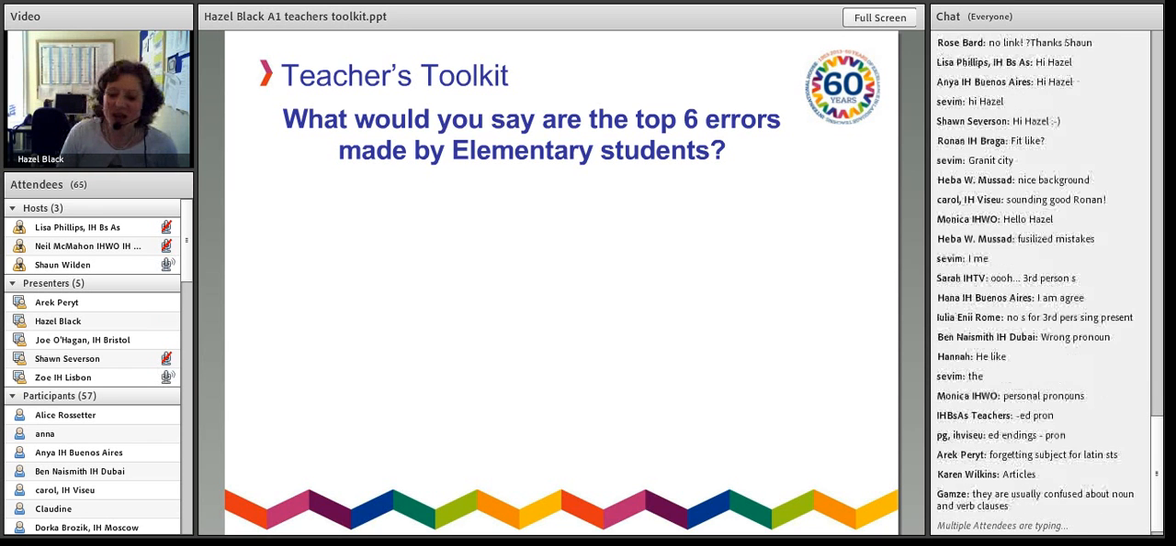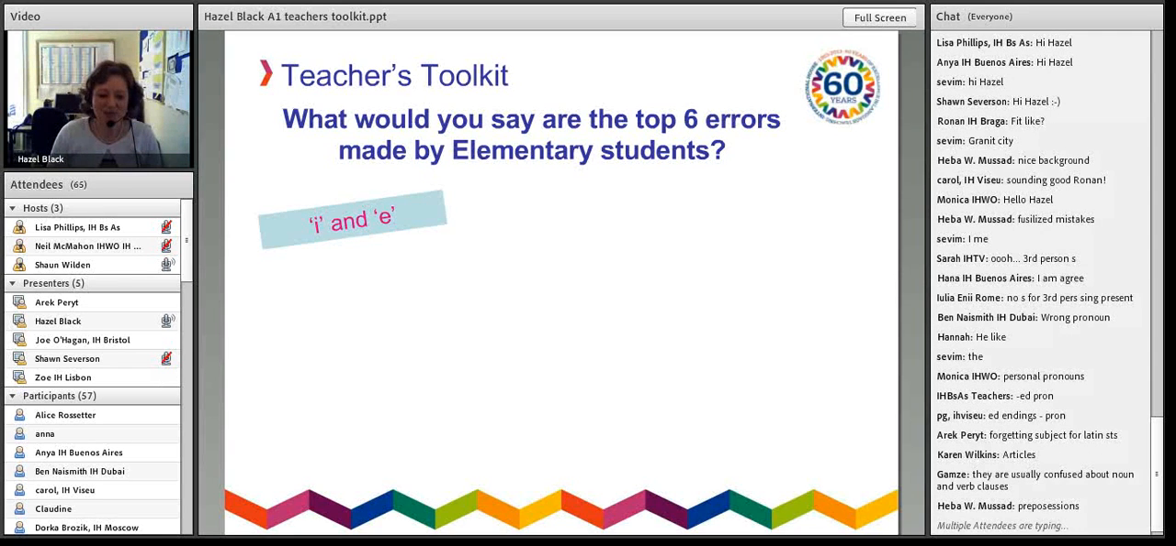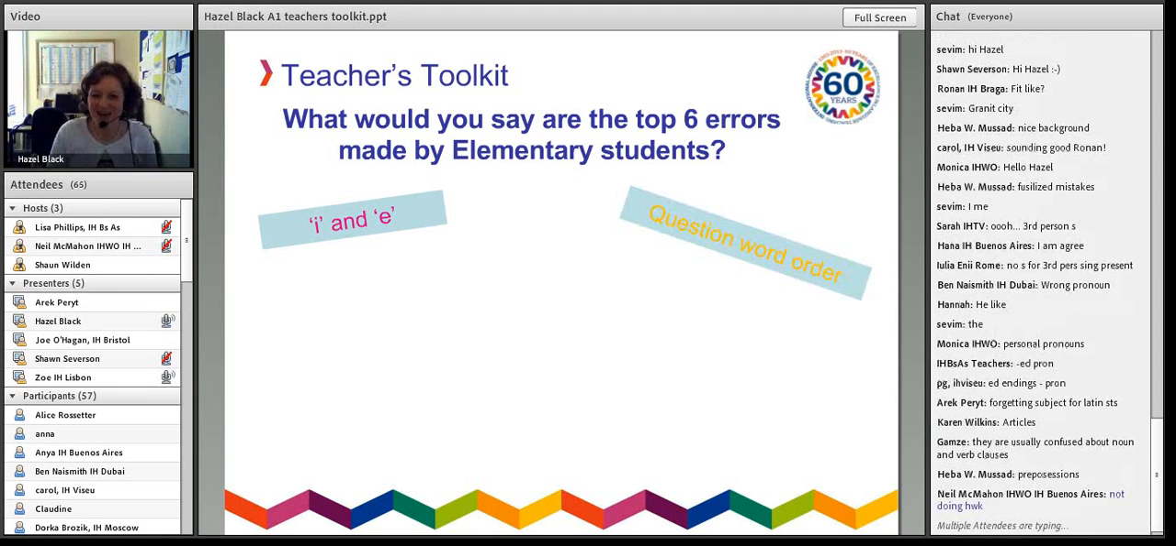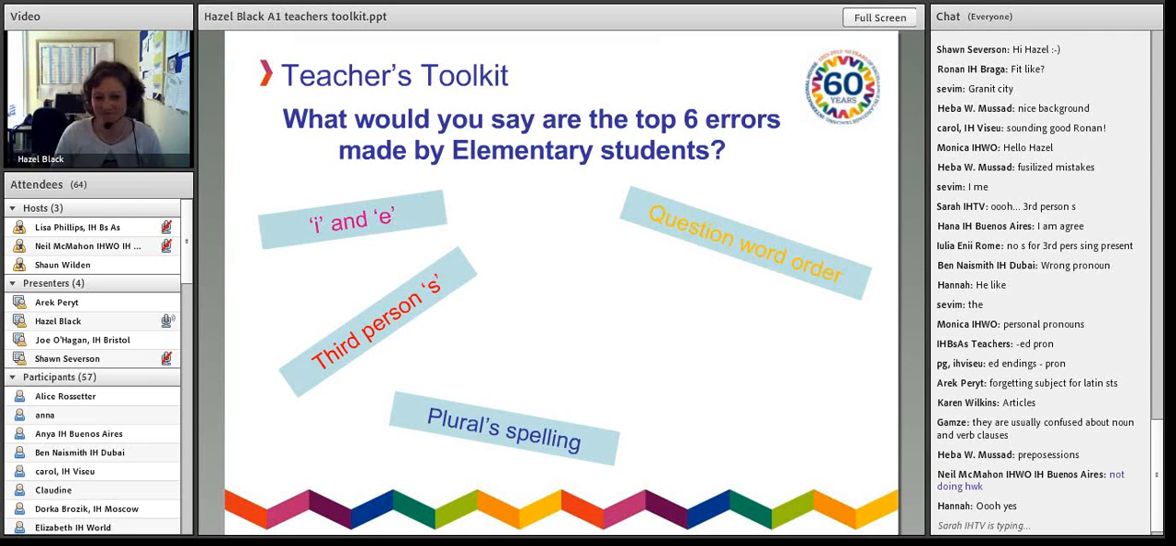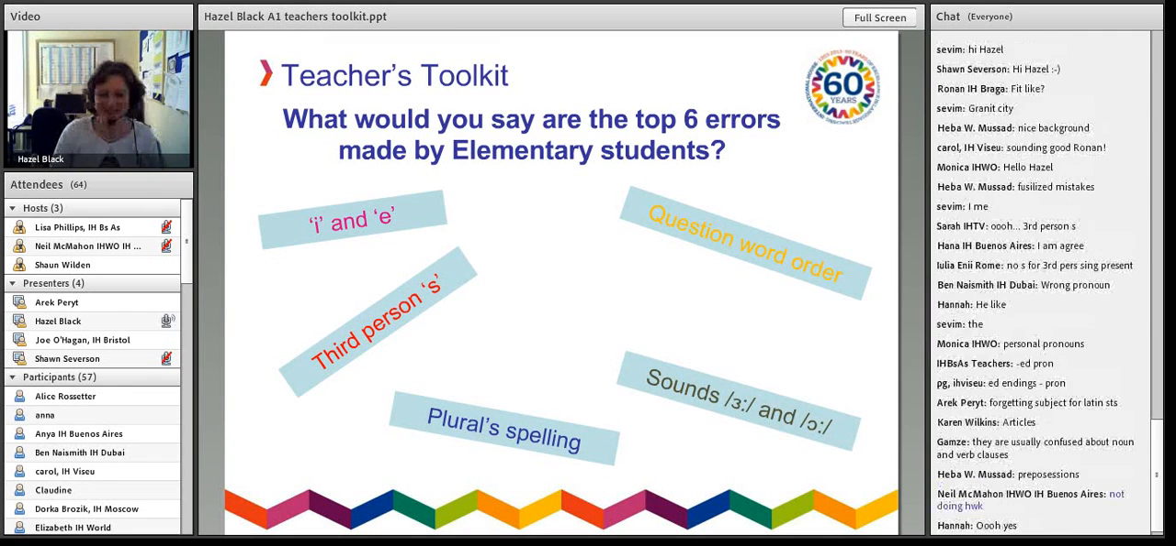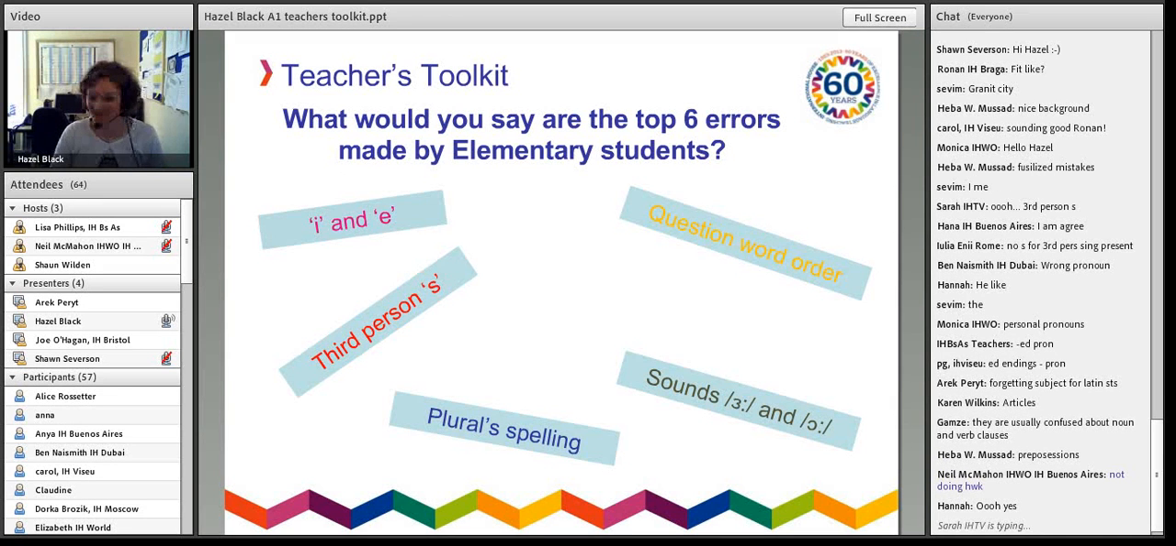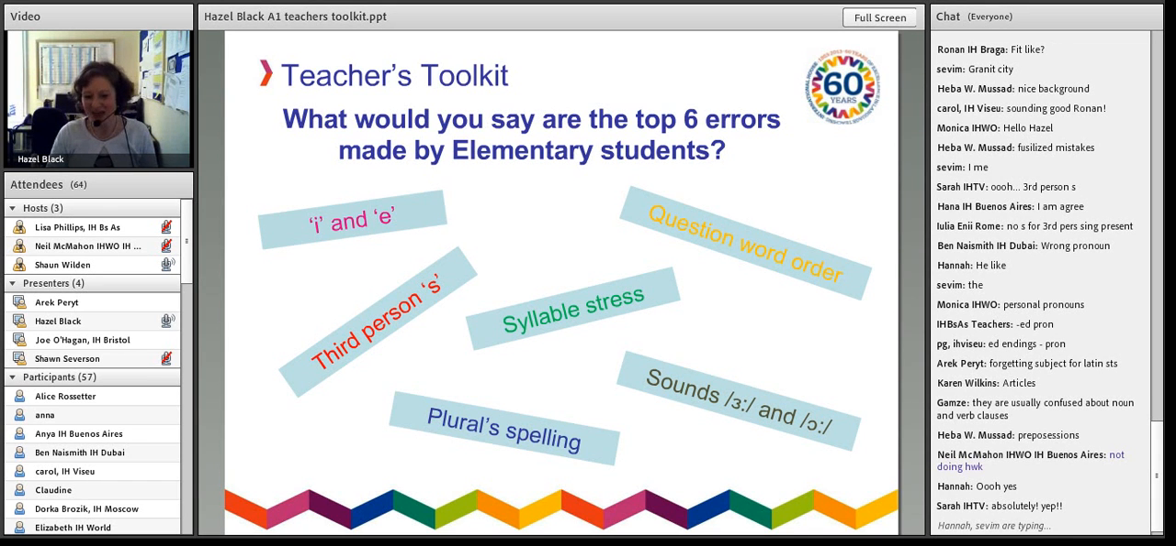So I wonder if you would tell me what you regard as some of the top errors that you might come across in elementary classes. What would be your top 6? Third person S, yep, definitely. Wrong pronoun, yeah, no S. And the he point, yep.